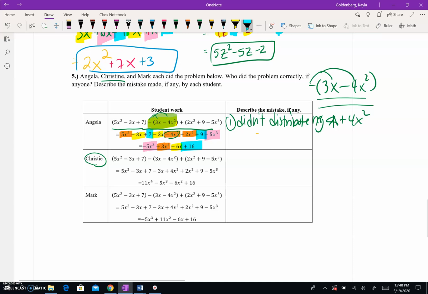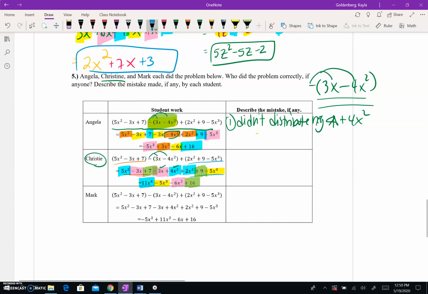So I'm going to pause the video and work through Christy and Mark's. I want you to pause and try those two on your own and unpause when you're ready to check your work. So I've just worked out Christy's work on the left side. Now what I did was I highlighted the like terms and I highlighted what they started as and what they became. And I just wanted to kind of verbalize the mistake because I think it's a little easier.